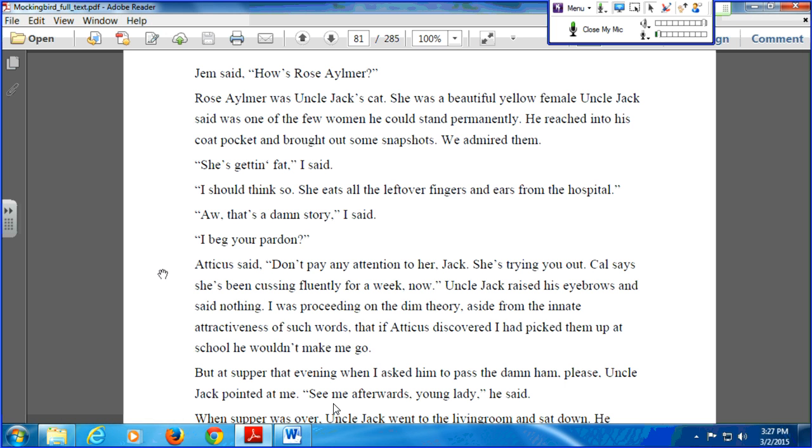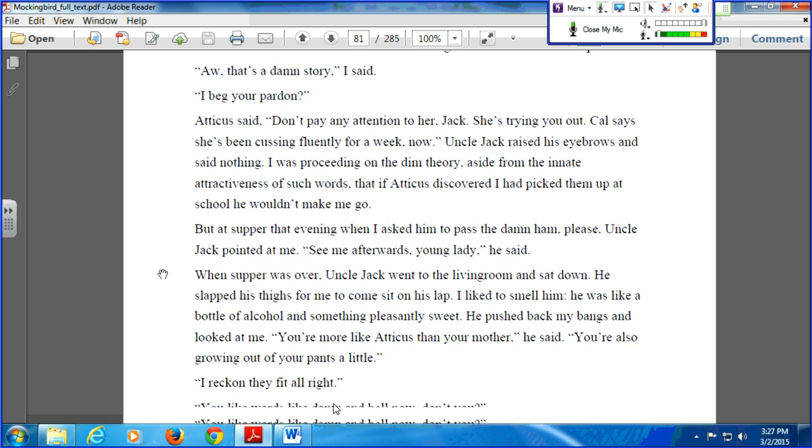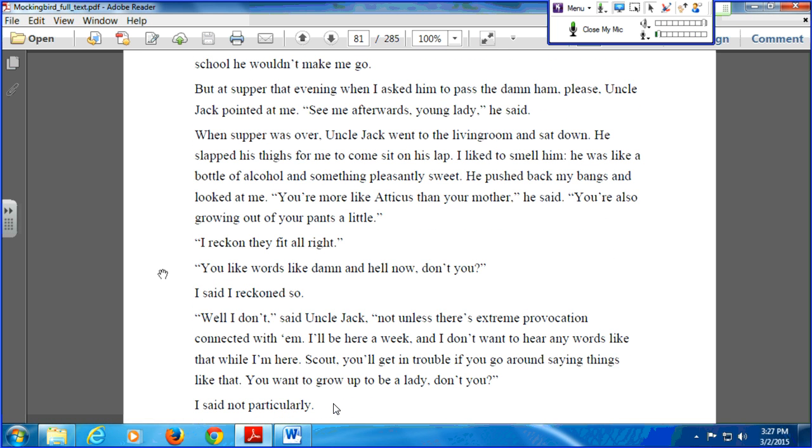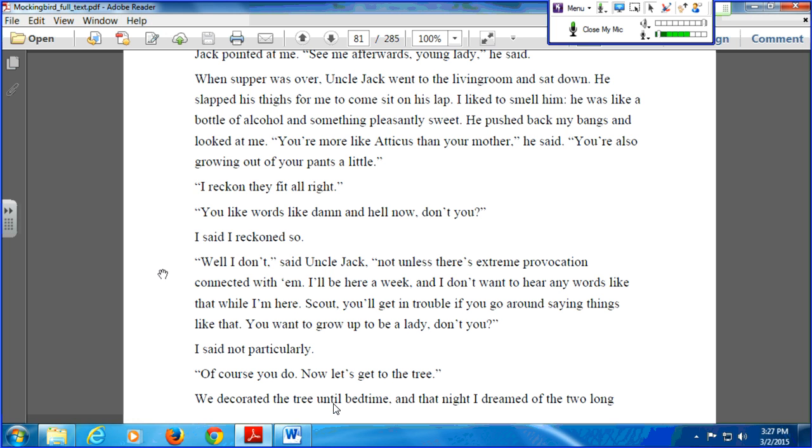But at supper that evening, asking to pass the darn ham, please, Uncle Jack pointed at me and said, "See me afterwards, young lady." When supper was over, Uncle Jack went to the living room and sat down. He reached out for me, Rose Ellen in his lap. I liked to smell him. He was like a bottle of alcohol and something pleasantly sweet. He pushed back my bangs and looked at me.